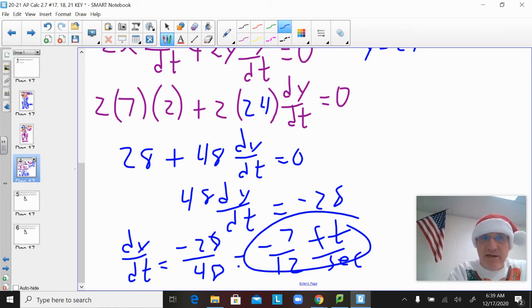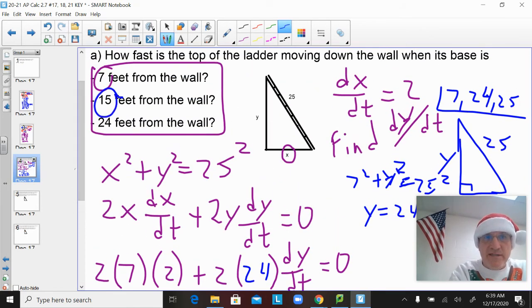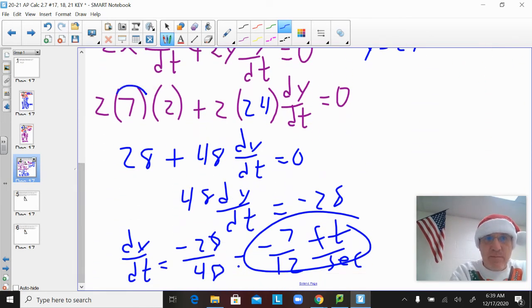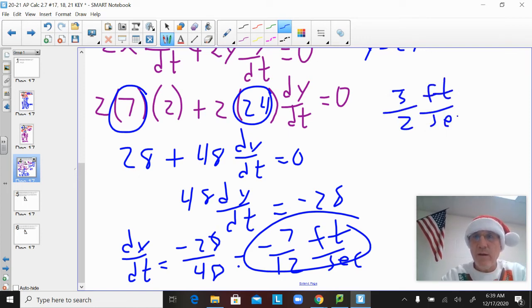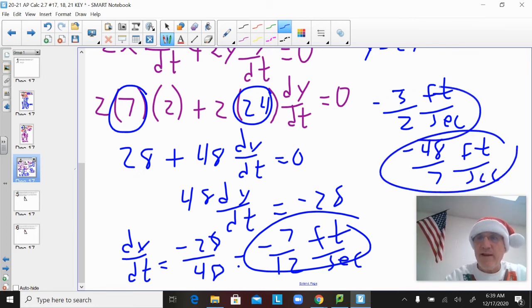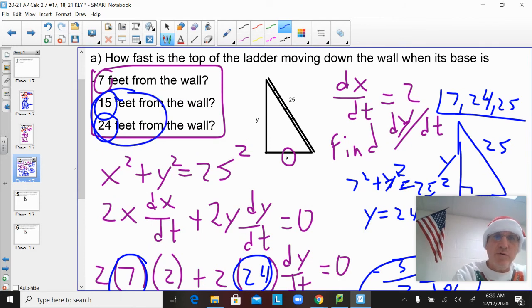Now I'm going to be a little lazy and let you do the other ones. To do the rest of part A, you're just plugging in different numbers for x and y. It turns out that the answer for the second one is 3/2. That's when x is 15. And the last one turns out to be negative 48/7. So you can go back and do the other parts of part A. There are the other answers. In the interest of time, I won't do this, but it's the exact same equation, same process.